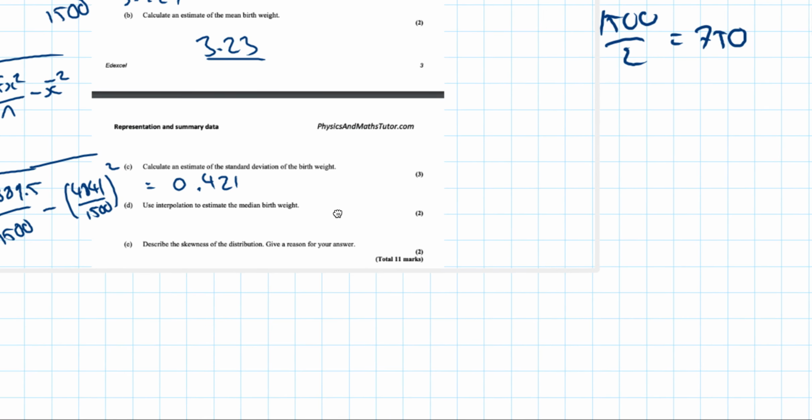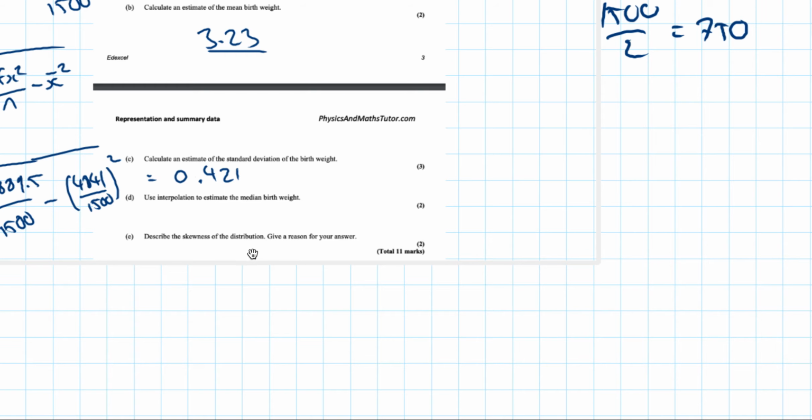Again, with regards to this one, describe the skewness of the data distribution. This one is not in your syllabus, so you don't need to worry about this one. It is a negative skew because the mean is less than the median.